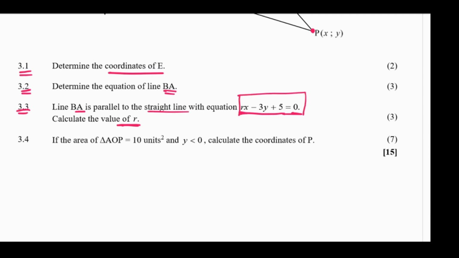Another thing that we need to note is parallel lines have equal gradients. So the gradient of AB or BA is equal to the gradient of this straight line, right? We know very well that the gradient of AB that we found in the previous question was 3. So the gradient of the straight line is also 3, right? We're going to use that information later on to find the value of r.